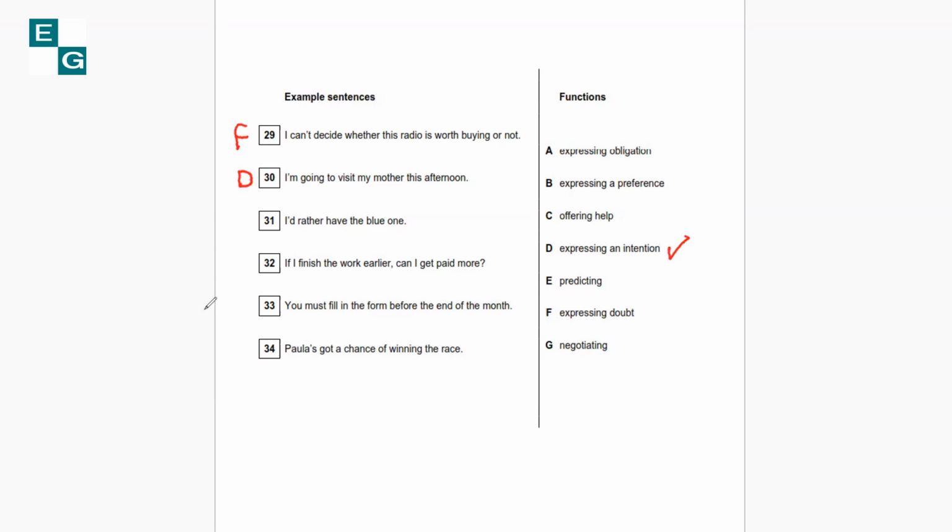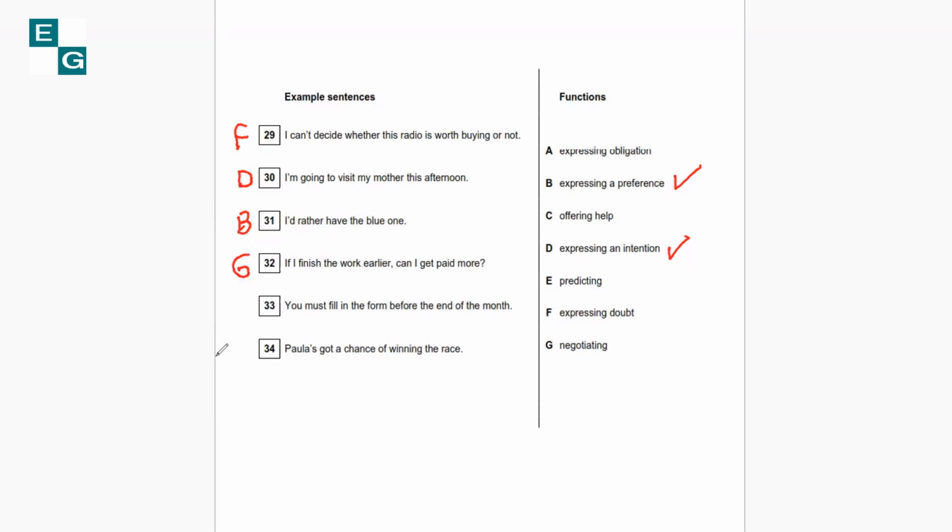Number 31. I'd rather have the blue one. Someone saying this sentence would be expressing preference. The person is expressing what he or she wants. Then if somebody goes ahead and says, if I finish the work earlier, can I get paid more? Is the person expressing obligation? No. Offering help? The person is not offering help. The person is negotiating. He's trying to find something out of something else.